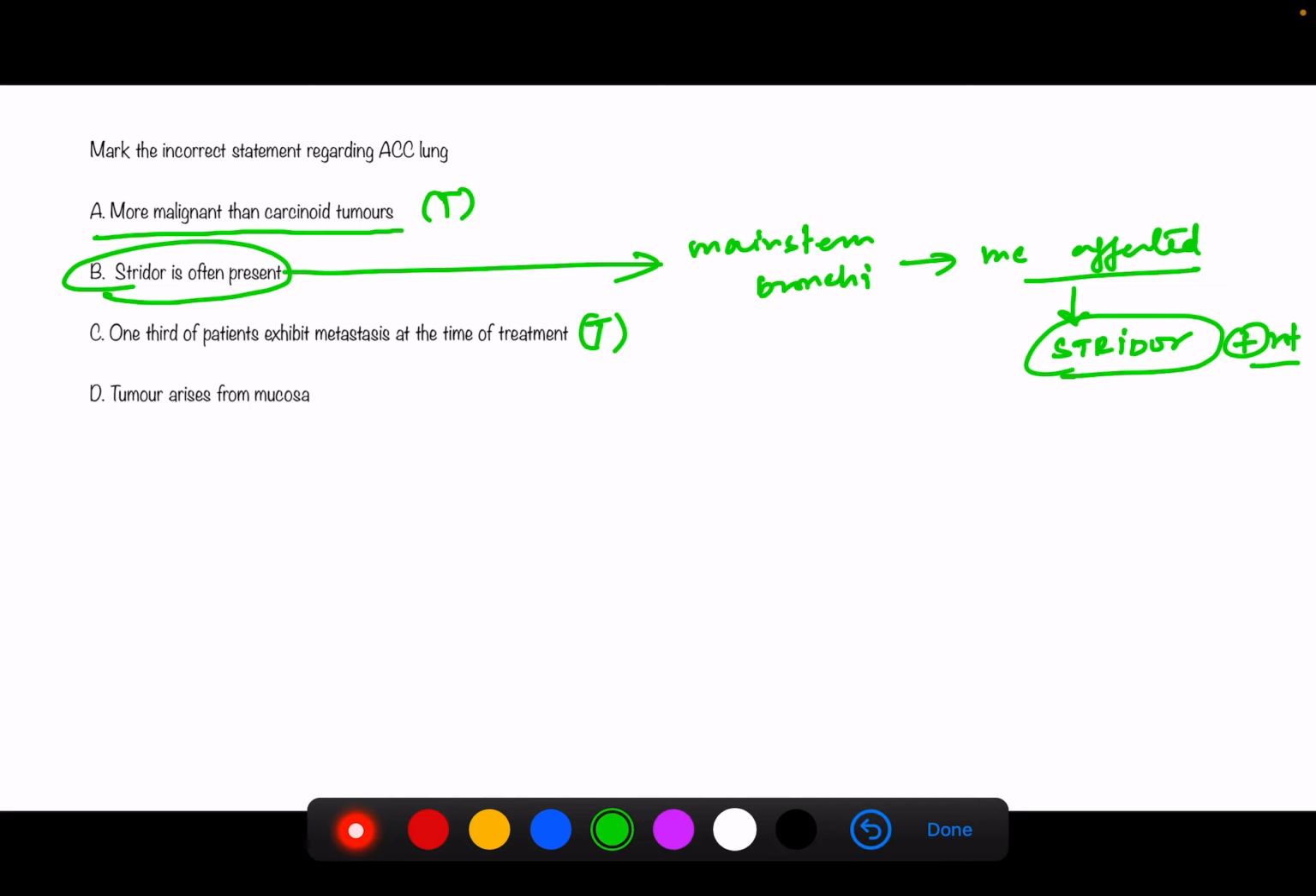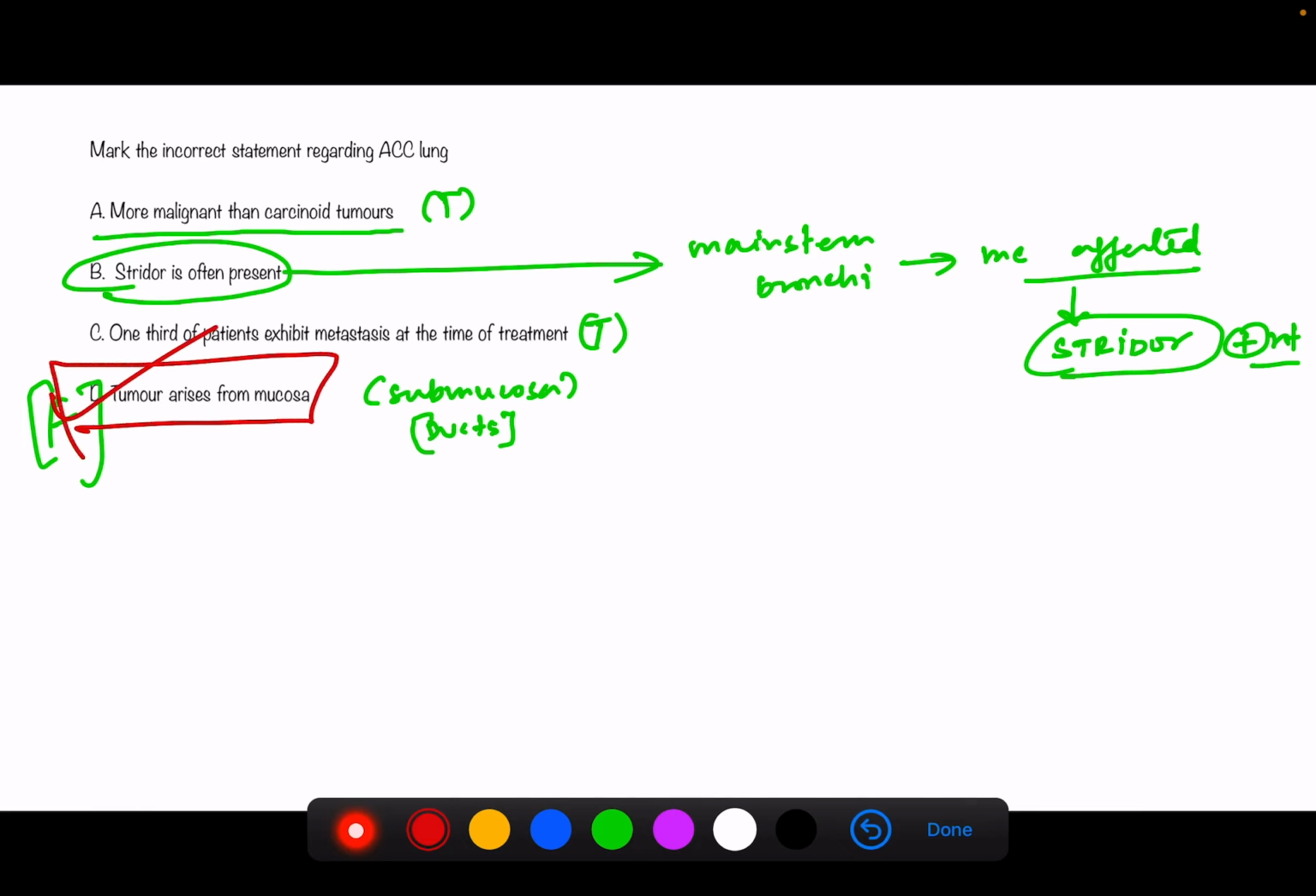And option D, tumor arises from mucosa. Absolutely wrong, because these tumors arise from the ducts which are present in the submucosa. Ducts present in the submucosa. All right. So this is wrong, false. So the correct answer will be D, because this is the incorrect statement. Moving on to the next question.